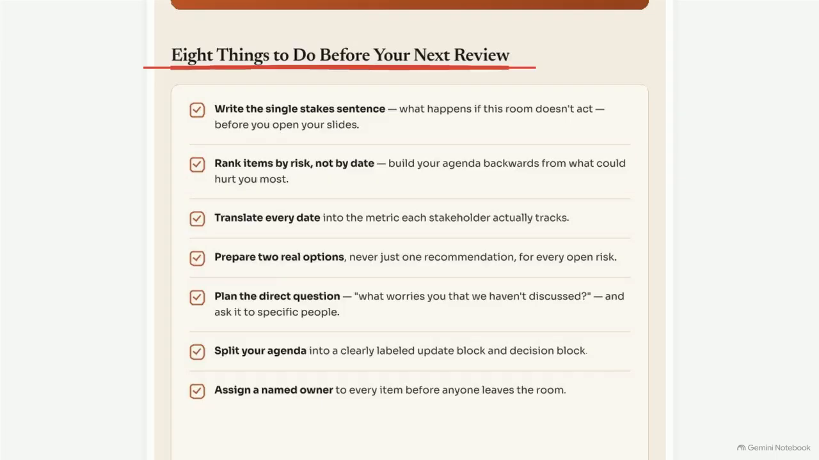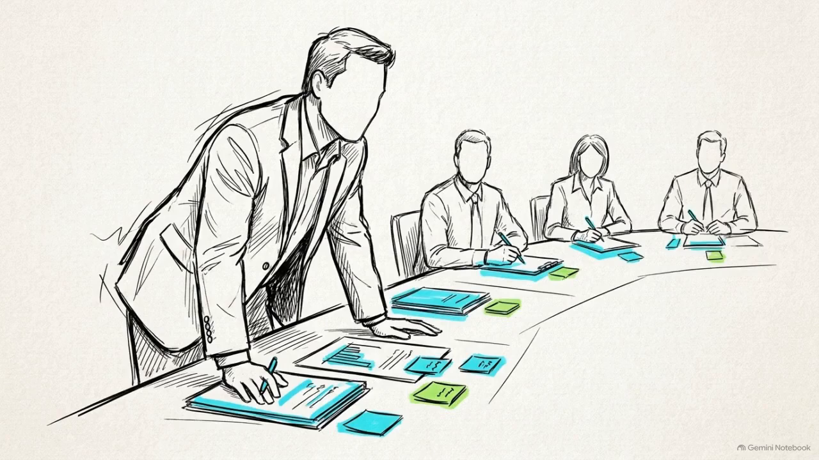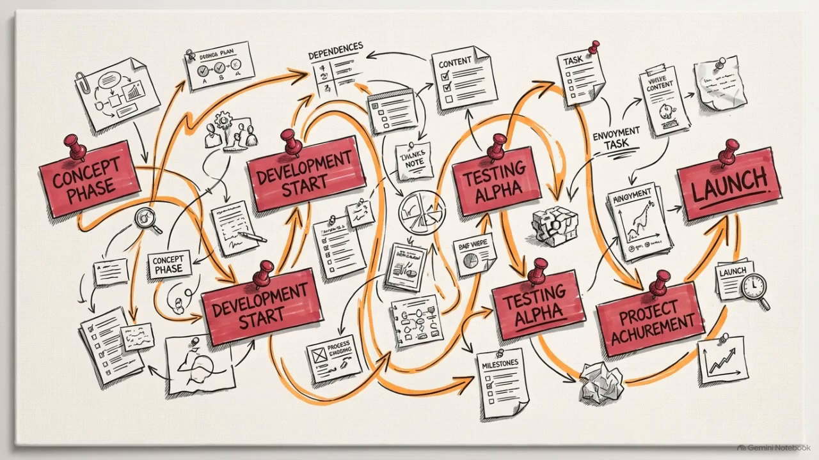This 8-point checklist summarizes the workflow. Use these steps to audit your deck before your next review begins. This meeting structure is more difficult to lead because it demands active participation. However, by forcing these choices out into the open, you ensure that risks are surfaced and assigned while there is still time to act.